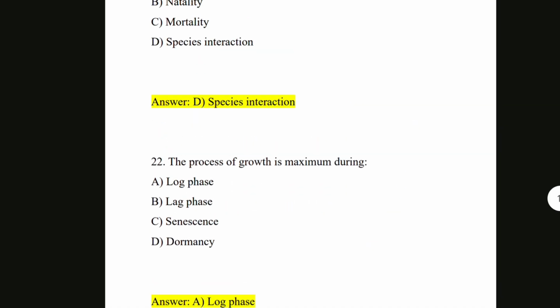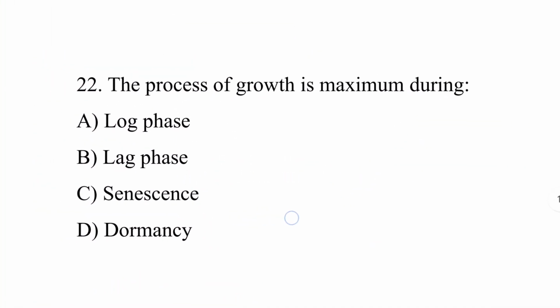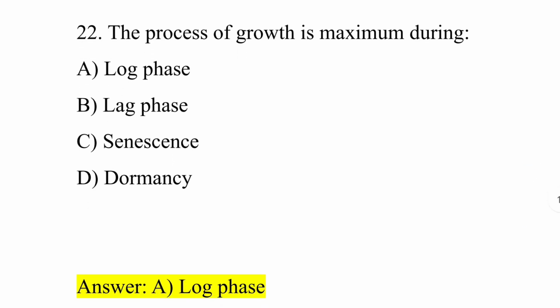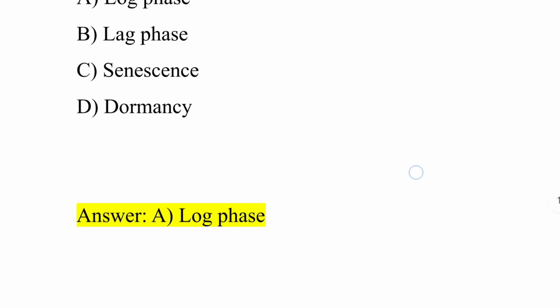Next, 22nd question. The process of growth is maximum during option A, log phase. Option B, lag phase. Option C, senescence. Option D, dormancy. The correct answer is option A, log phase.